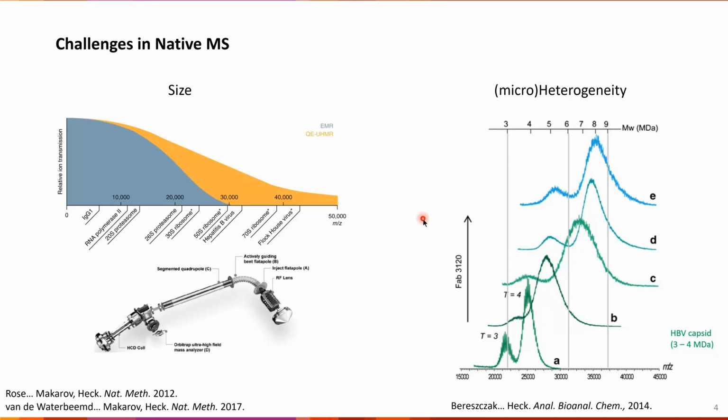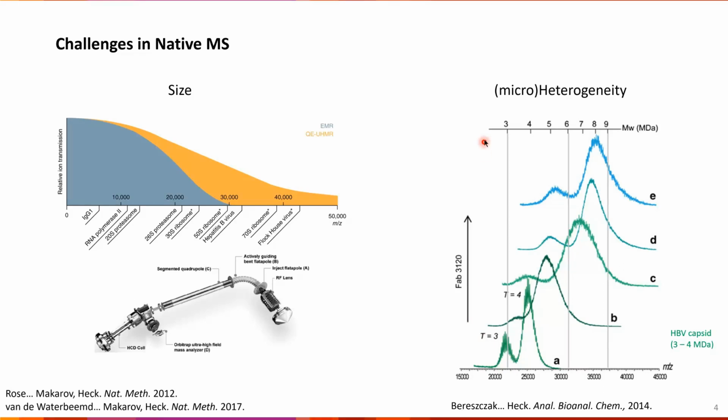Secondly, a major challenge for native mass spectrometry is the concept of heterogeneity. To illustrate this, here on the right are mass spectra of a viral capsid, the hepatitis B virus capsid. On the bottom, you can see what the mass spectrum looks like for the capsid alone. Although the spectra look quite complex, you can still see the structure that corresponds to each of the individual charge states. So the mass measurements still work quite well under these conditions.